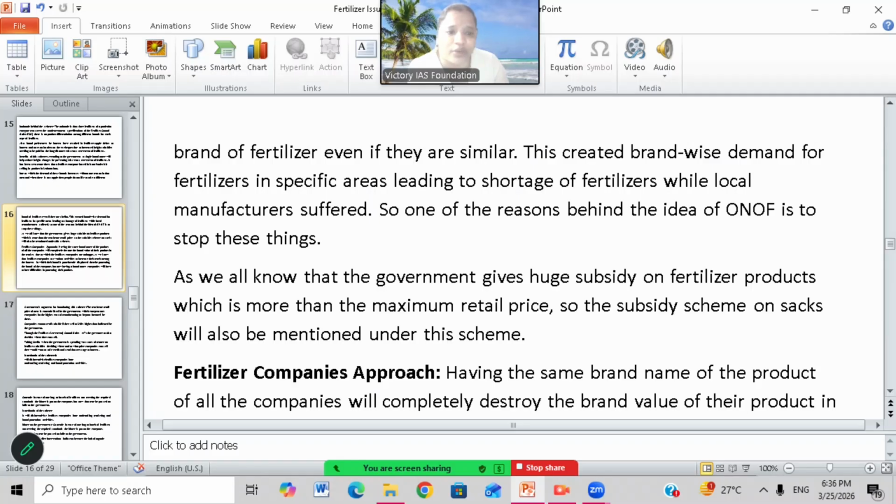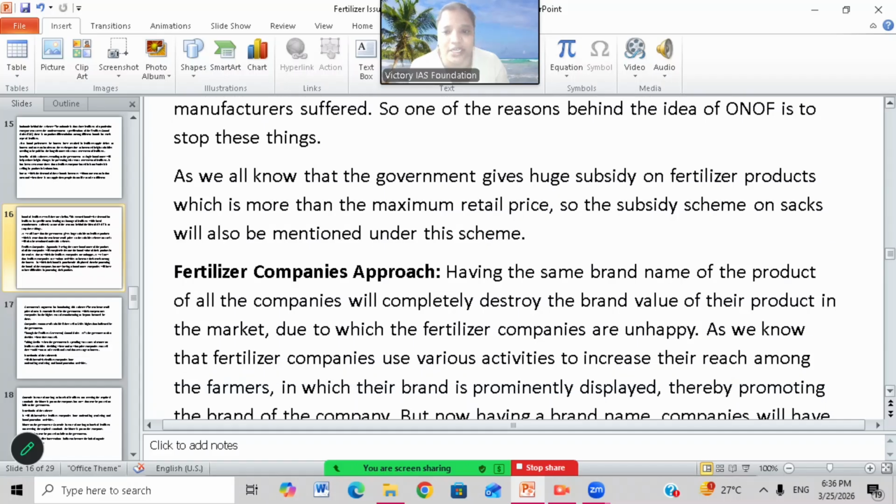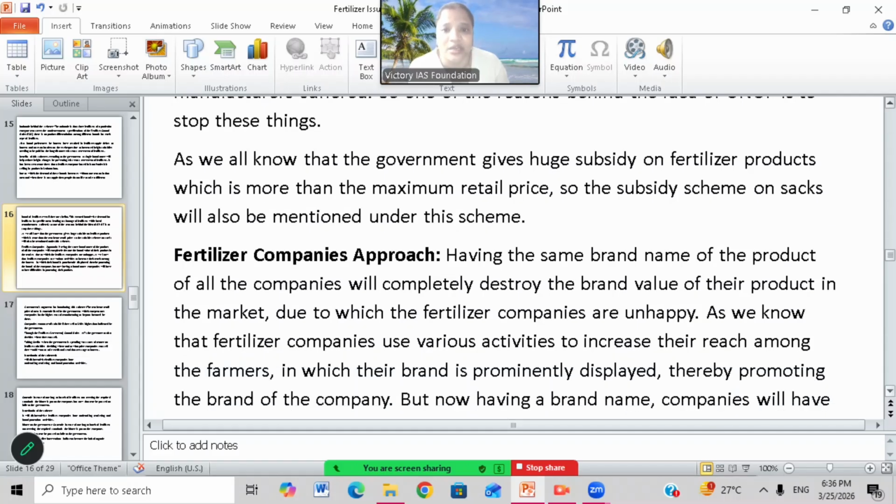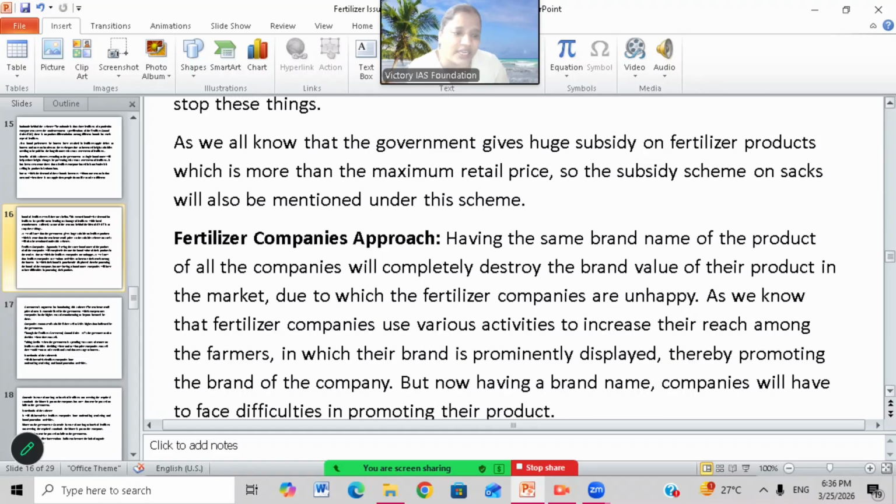So one of the reasons behind the idea of ONOF is to stop all these things. We all know that the government gives huge subsidy on fertilizer products, which is more than the maximum retail price, so the subsidy schemes on sacks will also be mentioned under the scheme. So even though the government is providing fertilizer on subsidy beyond the maximum retail price, farmers are not willing to use government fertilizer. They go for a particular brand only because they believe that one particular brand of fertilizer is so efficient in giving a good crop.